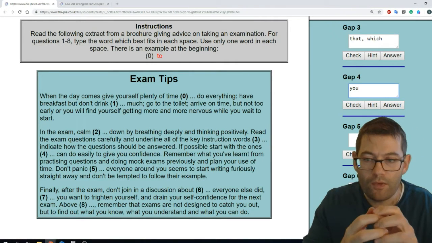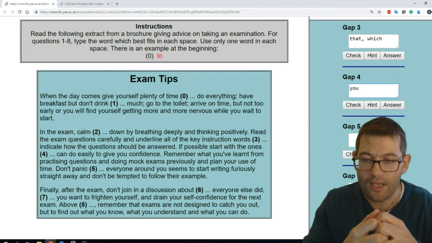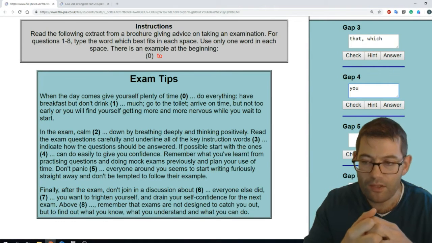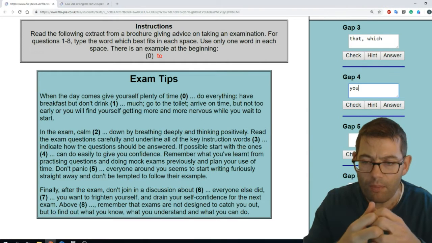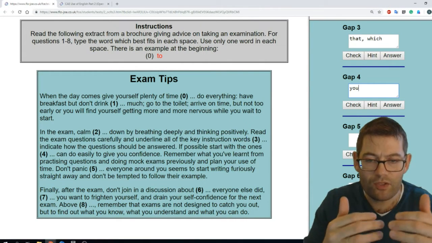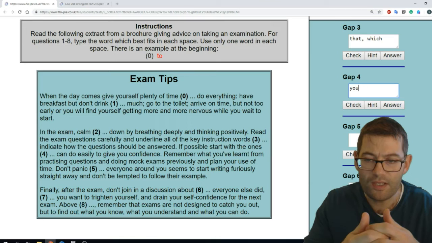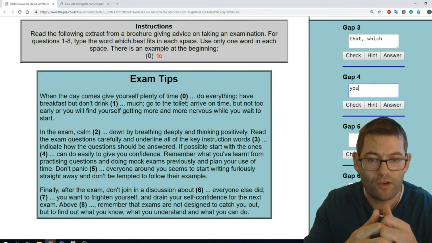Remember what you've learnt from practicing questions and doing mock exams previously, and plan your use of time. Don't panic. Number 5, don't panic. Everyone around you seems to start writing furiously straight away, and don't be tempted to follow their example.